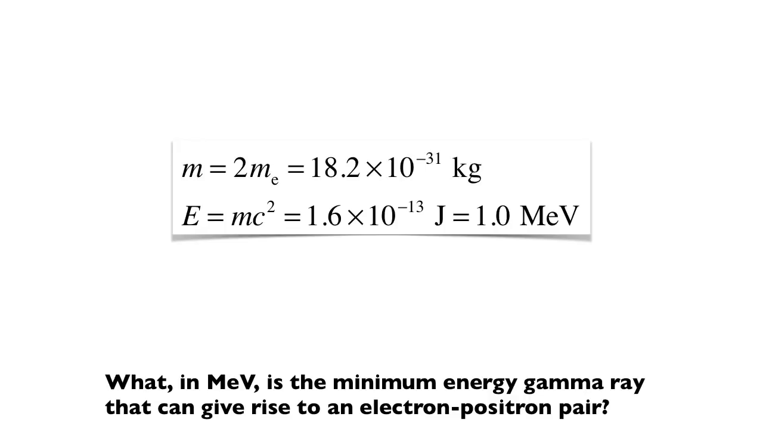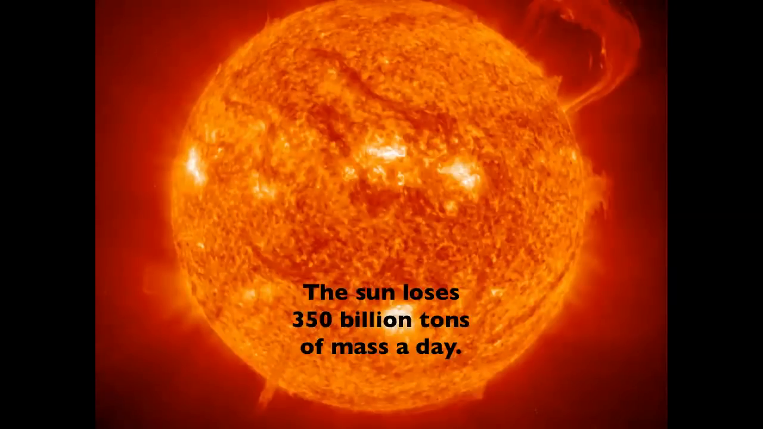And what you get is this, okay? The mass, 2 times the mass of an electron, is 18.2 times 10 to the negative 31st kilograms. E is equal to mc squared. I get this many joules, and I convert that into mega electron volts. It's 1 mega electron volt. That's the minimum energy photon necessary to produce an electron positron pair.